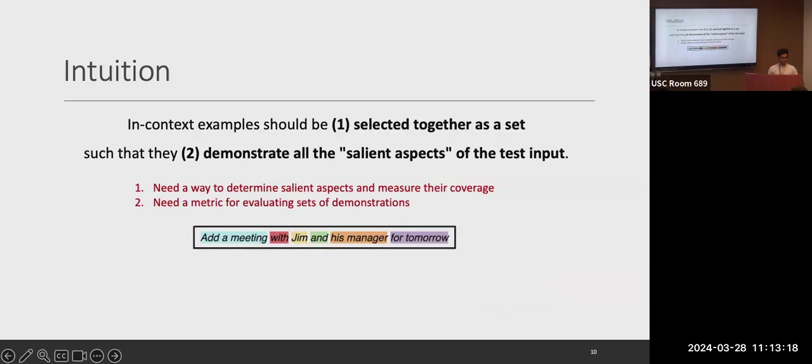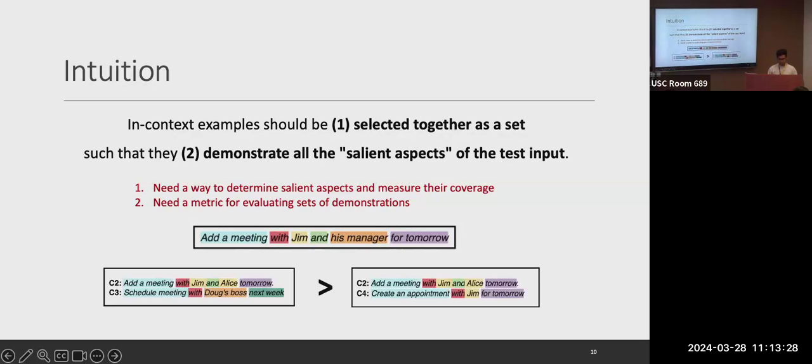And then the second thing we need is a metric that does the same thing, but at the set level. So you want to evaluate entire sets of demonstrations and not individual ones. And of course, the set metric should rank C2 and C3 higher than C2 and C4. Okay, any questions? Otherwise, I can go into the approach.